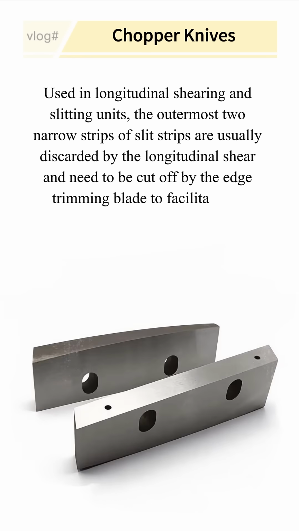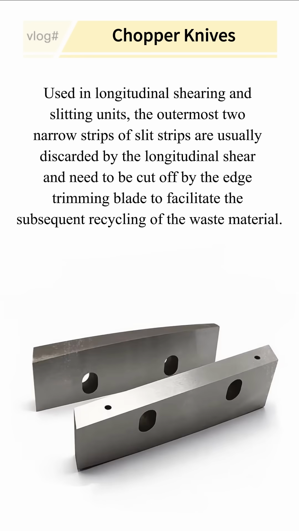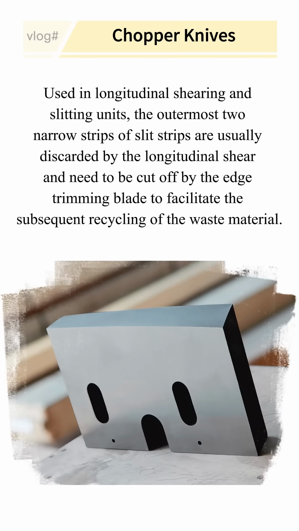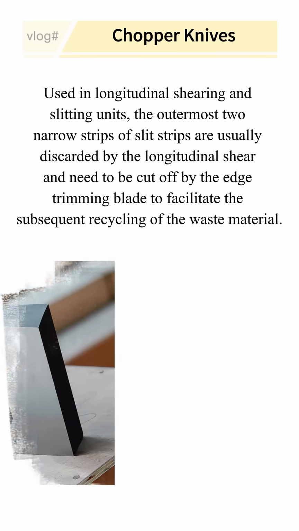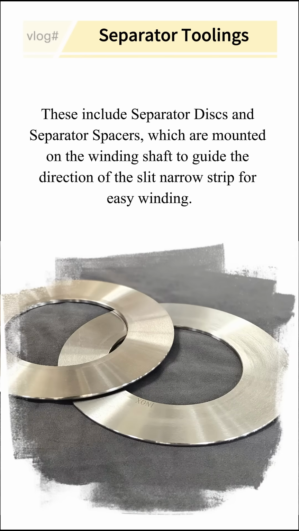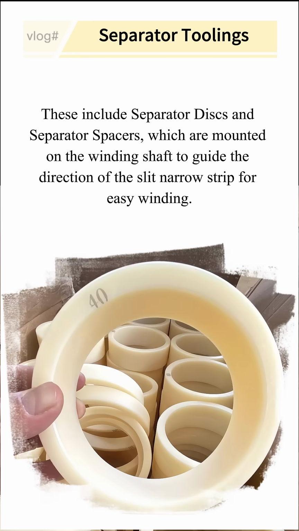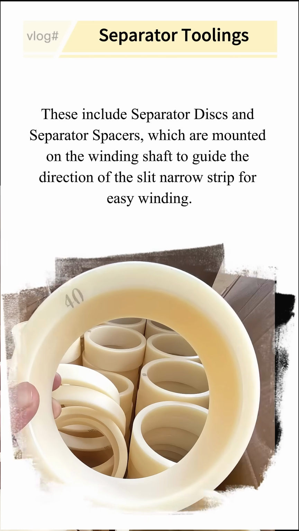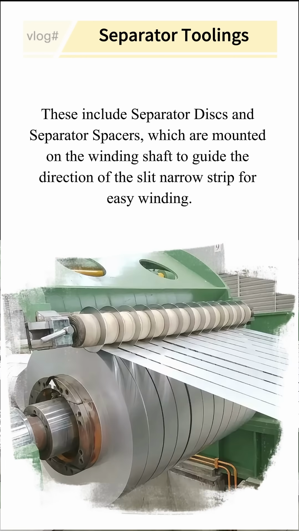Used in longitudinal shearing and slitting units, the outermost two narrow strips of slit strips are usually discarded by the longitudinal shear and need to be cut off by the edge trimming blade to facilitate the subsequent recycling of the waste material. These include separator discs and separator spacers, which are mounted on the winding shaft to guide the direction of the slit narrow strip for easy winding.